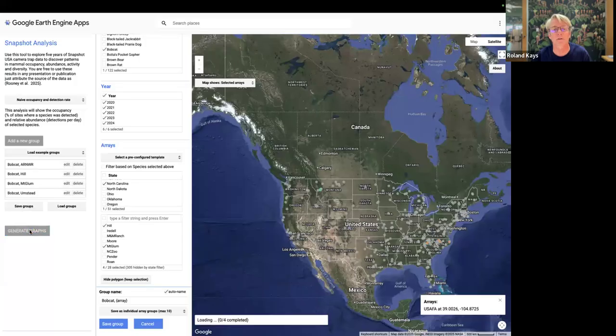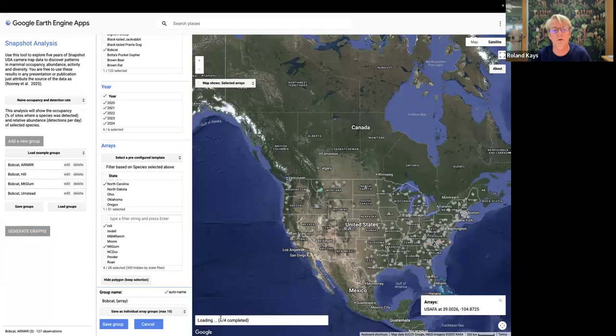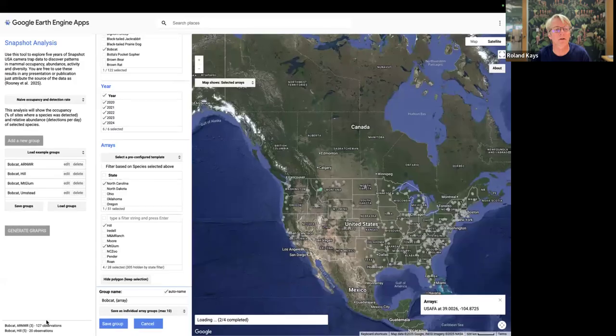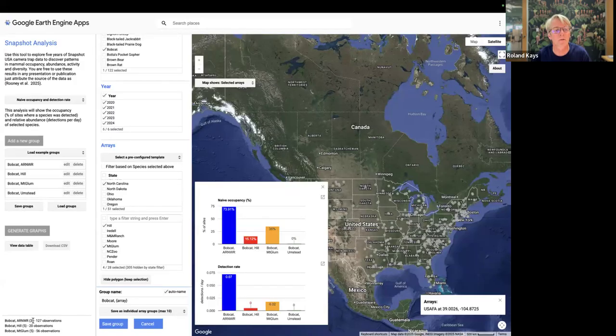Now to generate graphs. You can see it's loading the graphs. It's going to give us the sample size down here, how many observations. So the number in the parentheses, 3, that's how many years the data are. And then observations is how many total detections they had. But these numbers aren't standardized for effort, right? How many locations were there in the case of occupancy, and how many total detections did we get? So now you can see the values here in these small graphs.